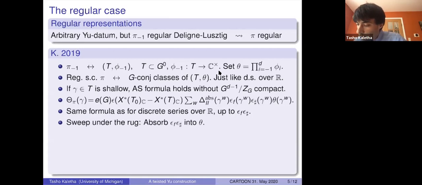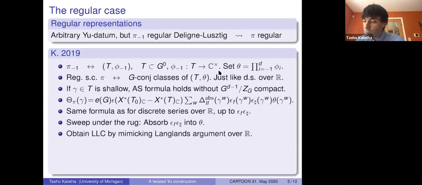So what can we do with this? Again, we sweep the obstruction under the rug. We make it disappear by absorbing it into the character theta, effectively reparameterizing this correspondence, this bijection. After we do this, the character formula looks exactly like that for the real discrete series. And what this allows us to do is to obtain the local Langlands correspondence for these representations by mimicking Langlands' original argument over the real numbers. I won't go into any details about how this is done. I'll just give a very impressionistic picture because I want to move on beyond the regular case.